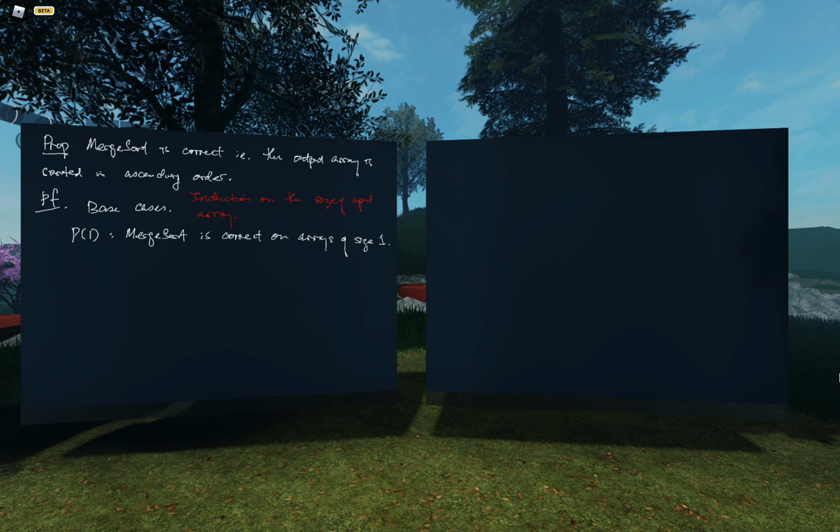Okay, so if you go back to the algorithm for size 1, it doesn't do anything. Merge sort will do nothing on the empty list, and merging an element of size 1 with an empty list will of course give you the same thing back, and that's by default sorted because there's only one thing in it. So this is trivial. This is clear.